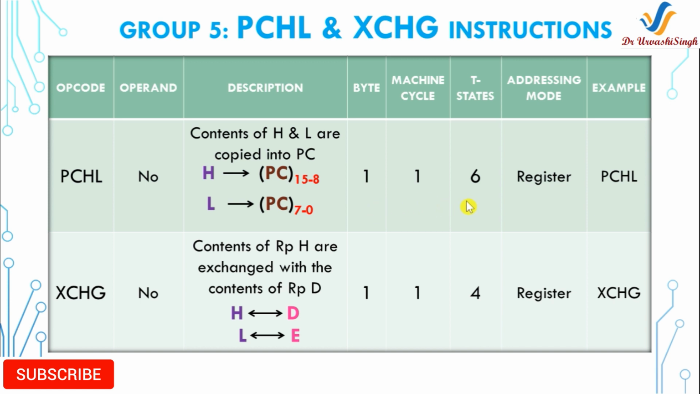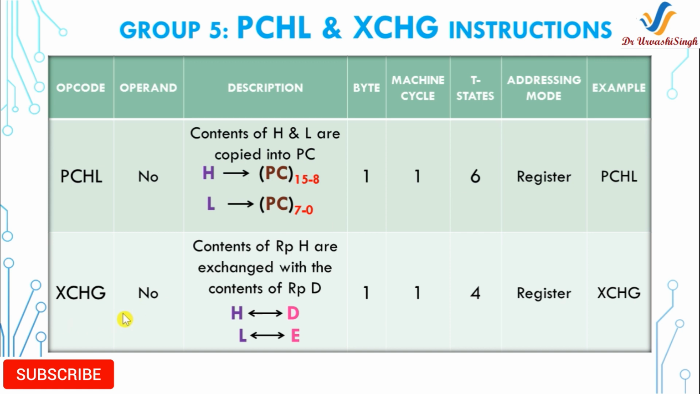Only opcode fetch machine cycle will be executed, but the size of this opcode fetch machine cycle is 6 T states. 2 T states are extra required to obtain the address of the next instruction. Addressing technique is register addressing mode. For more details on addressing technique, you can see my video on addressing modes of 8085 microprocessor.